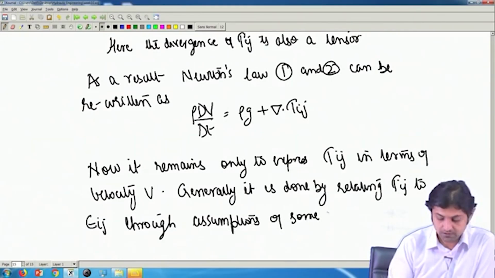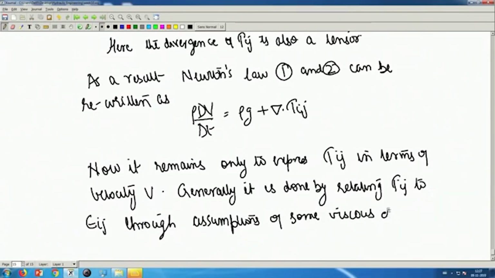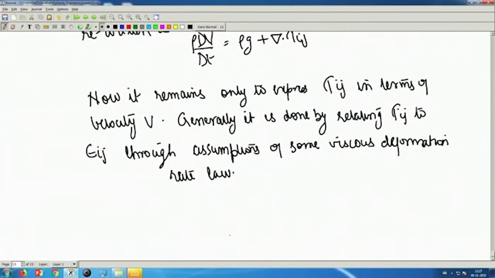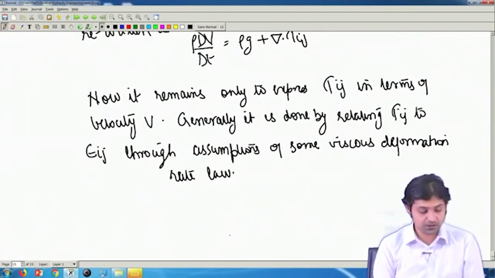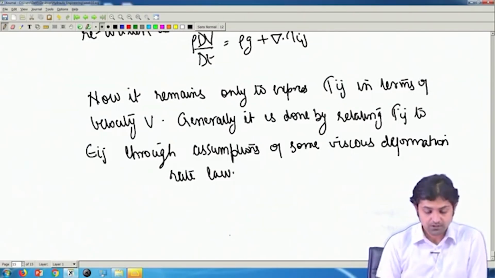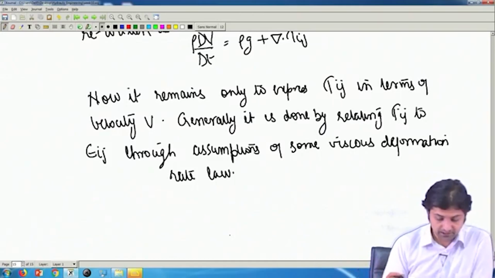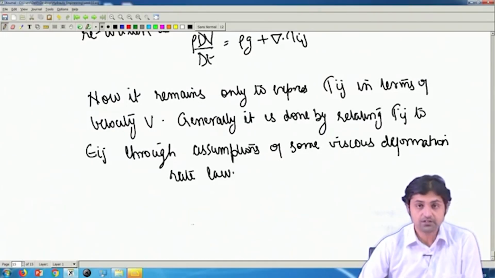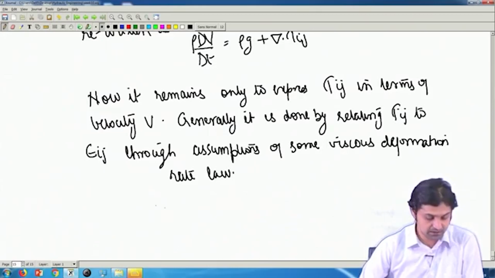So, it is relating tau ij to epsilon ij through assumptions of some viscous deformation rate law, which we have already done in the beginning. All right. Okay. So, before proceeding further, we will take a small detour and talk about a topic called hydrostatics. So, hydrostatics means fluid at rest, correct.